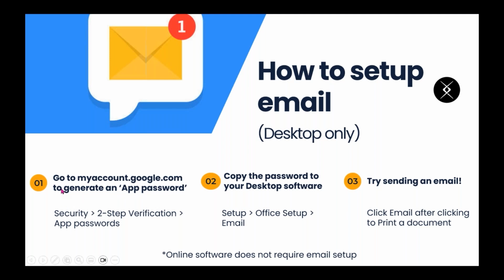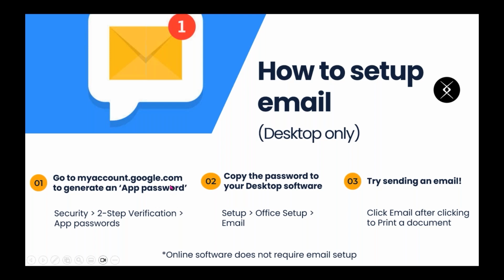Step one, in order to activate or use email with the desktop program, and I want to specify that this is desktop only. Thankfully, with the online software, it does not require this type of configuration. Our online platform already has email functionality built in without having to associate it with a Gmail to send emails. But with the desktop program, it still does require that Gmail connectivity, some sort of connection to a Gmail account.